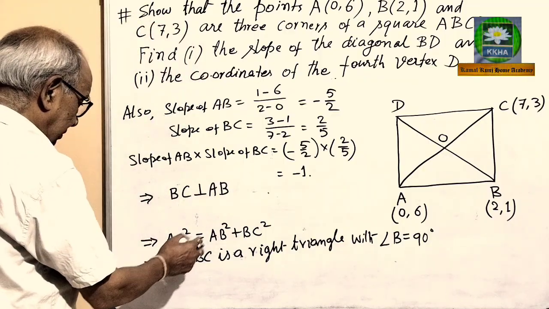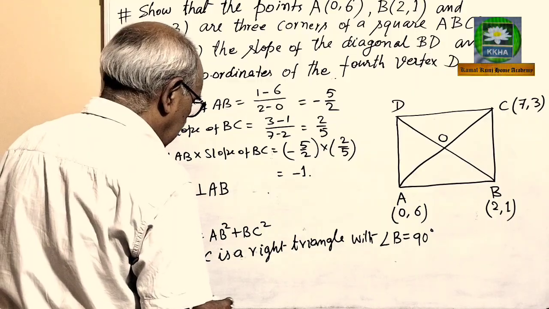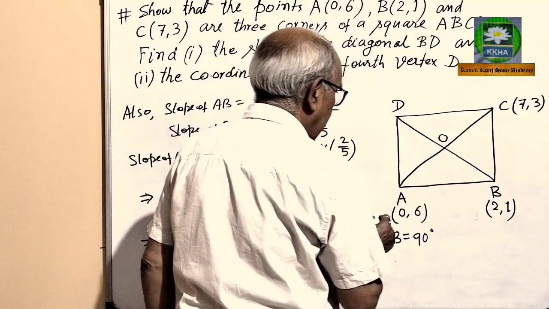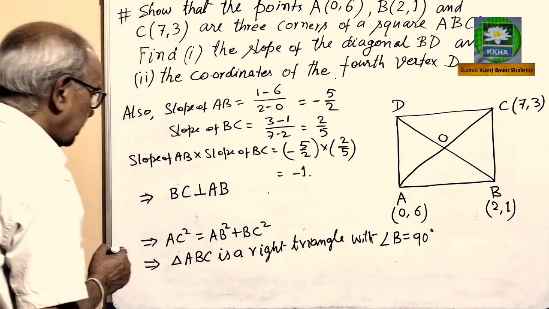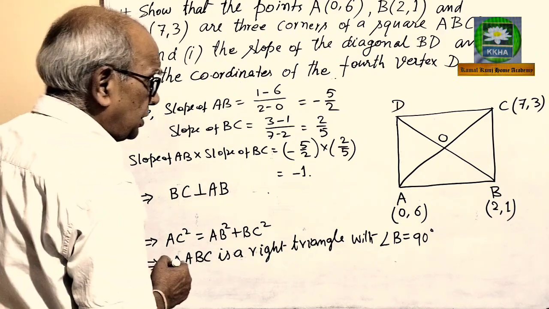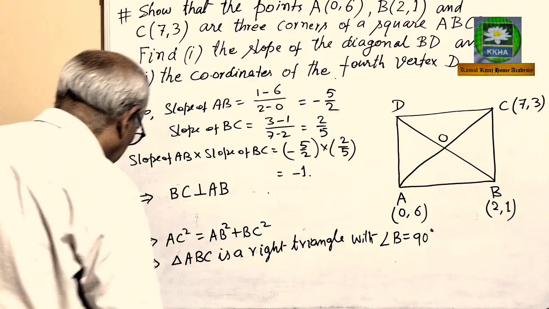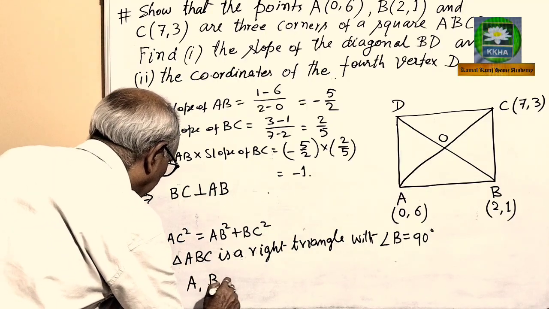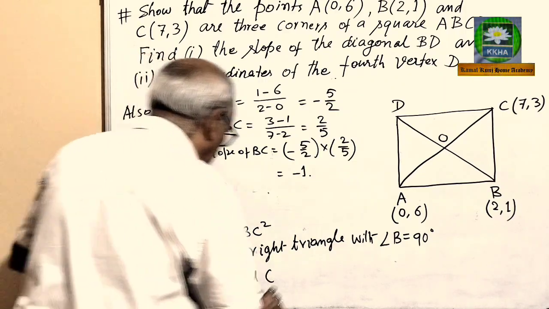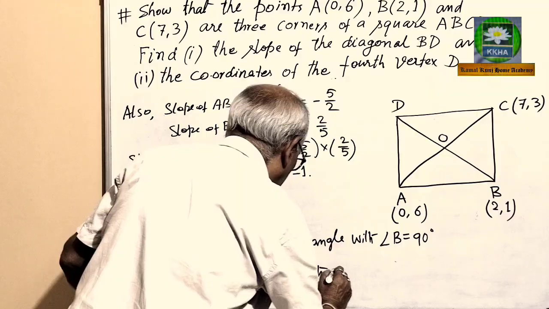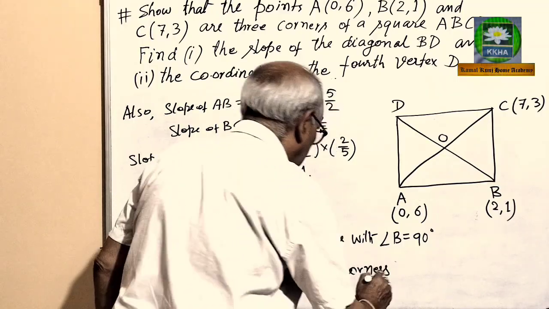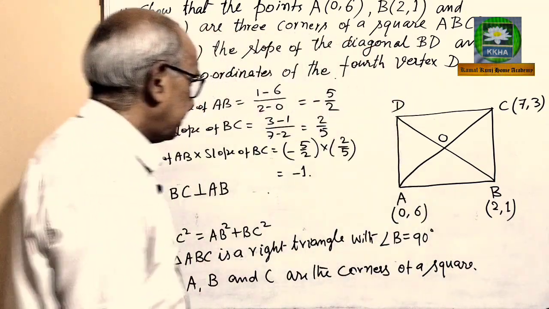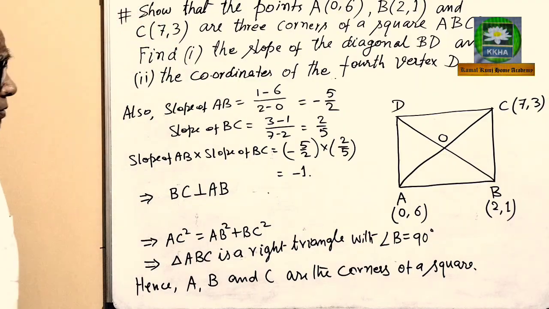So since AB is equal to BC and BC is perpendicular to AB and angle ABC is 90 degrees, hence A, B and C are corners of a square. Now next is to find the slope of diagonal BD.